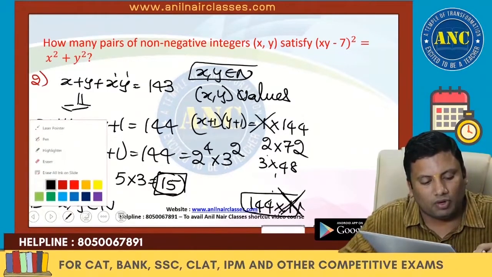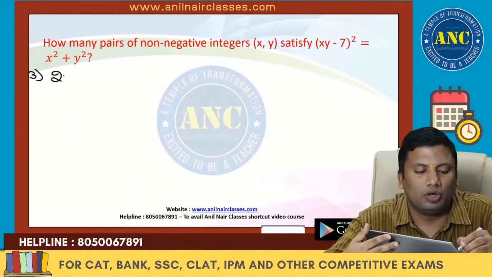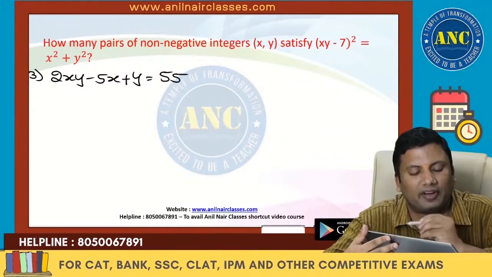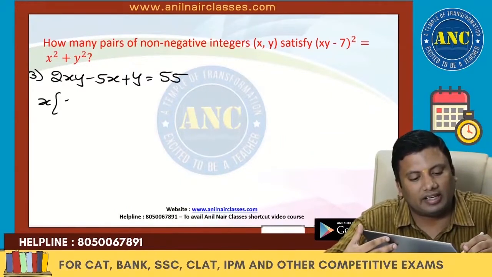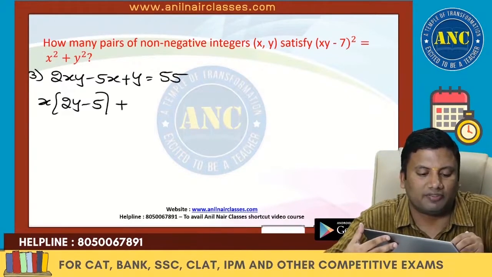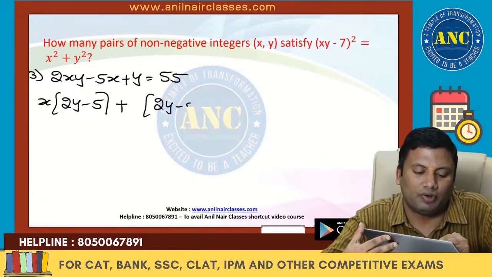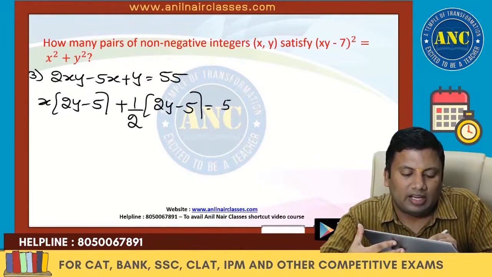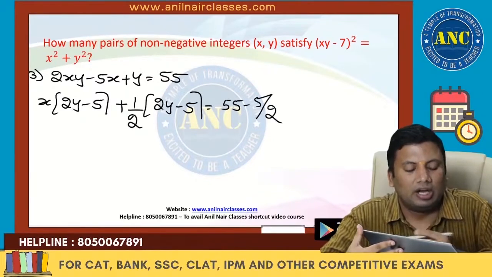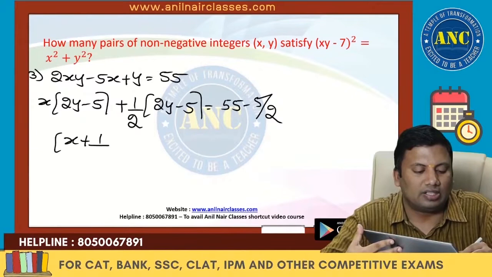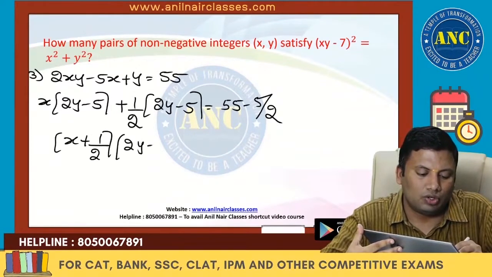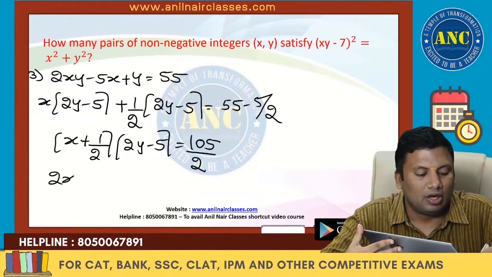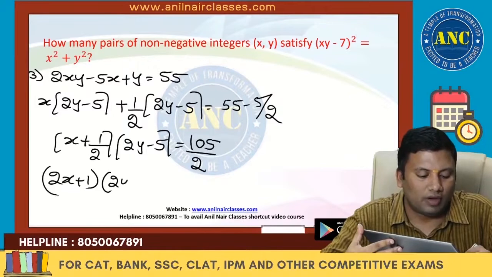Second one, one more example. 2xy minus 5x plus y is nothing but 55. Original exact question. If I take x common, these are 2y minus 5. I need to write it as a product of two factors. So 2y minus 5. Half I have to take common because it is y. Minus 5 by 2 is there on the left hand side. It should be there on the right hand side. So it is x plus 1 by 2 into 2y minus 5 equivalent to 105 by 2. These are nothing but 2x plus 1 into 2y minus 5.